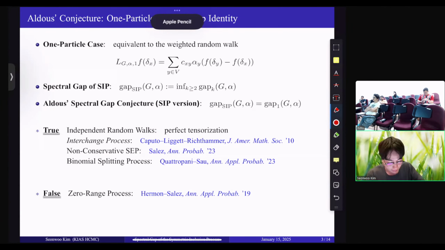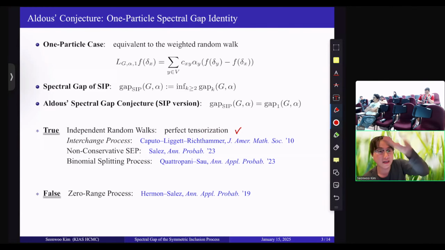Okay, nice. So for the first model, which is the independent random walks, we obviously have the so-called spectral gap identity, because in the independent random walk we can regard the system as just k independent random walkers, such that the eigenvalues are exactly the same, and the spectral gap is exactly the same as the one particle system.